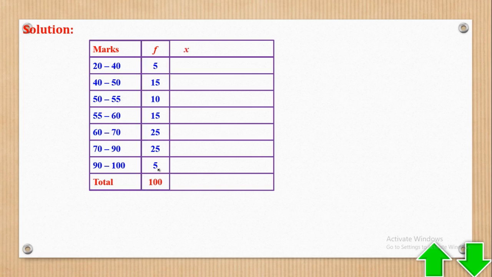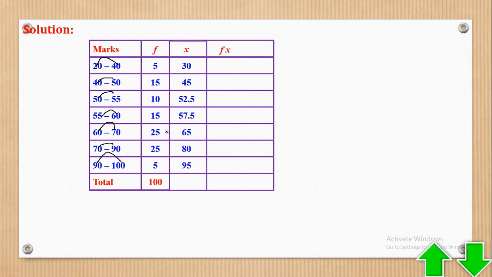Then because they wanted mean, we need a column of x and fx. So x is the midpoint. You say this plus this divided by 2 to come up with that. This plus this divided by 2, get that. This plus this divided by 2, get that. And this plus this divided by 2, you get that.